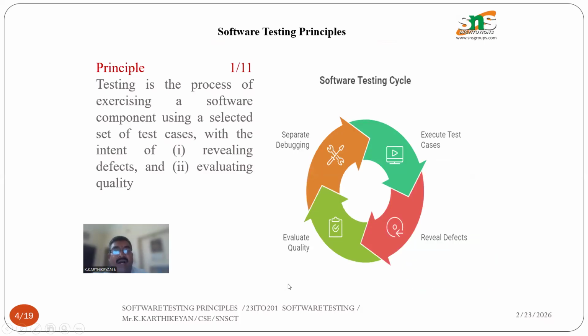Principle number 1, based on your testing cycle. First, execute the test cases, identify and resolve defects, evaluate quality, and separate the debugging. This is the first thing, your basic condition. Principle number 1: testing is a process of executing a software component using a selected set of test cases with the intent of revealing defects as well as evaluating quality. This is one of the cases.